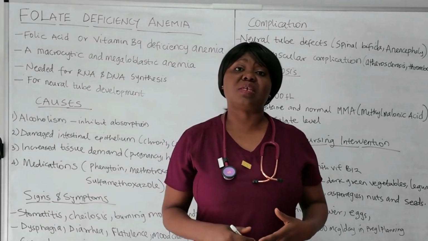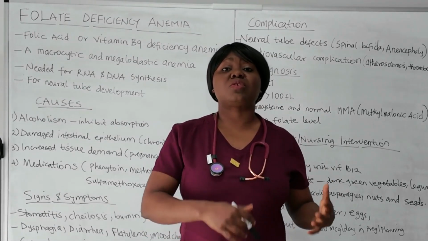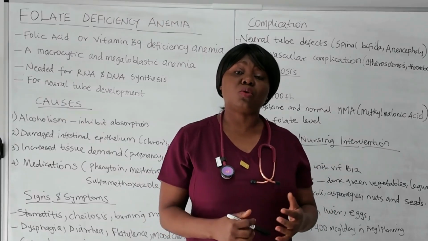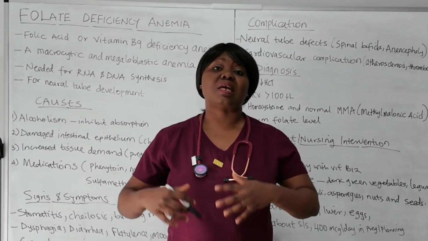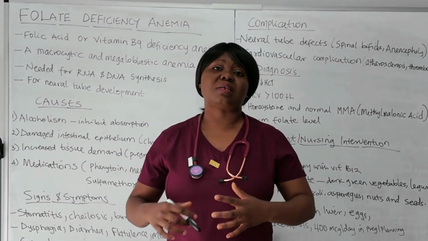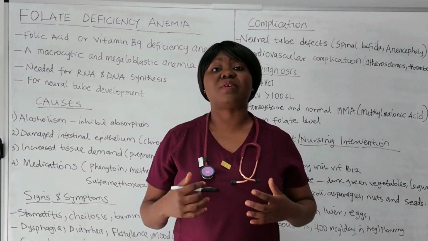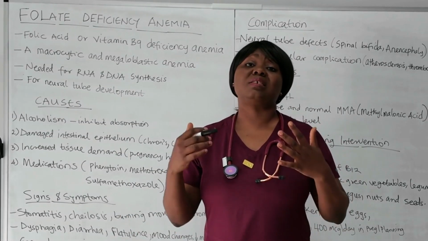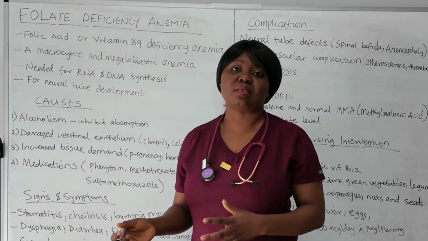We take in this folate as polyglutamate, which is converted to monoglutamate by an intestinal enzyme known as conjugase. When it is taken, it is absorbed in the small intestine, particularly in the jejunum, and then finally is stored in the liver. Another thing you need to know about folate is that it's needed for RNA and DNA synthesis.